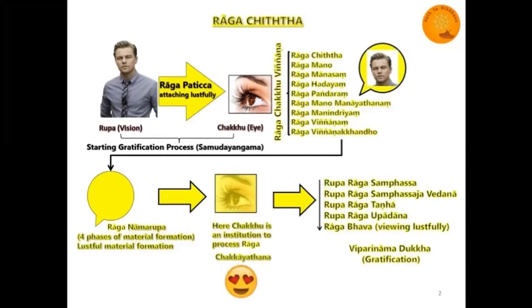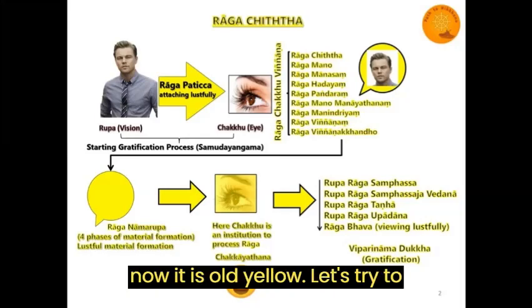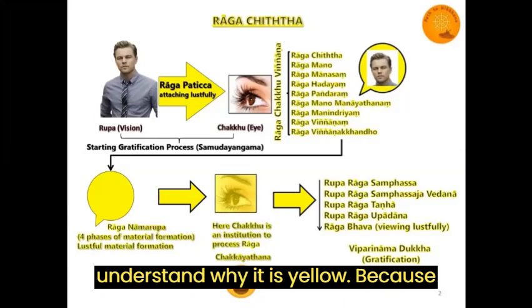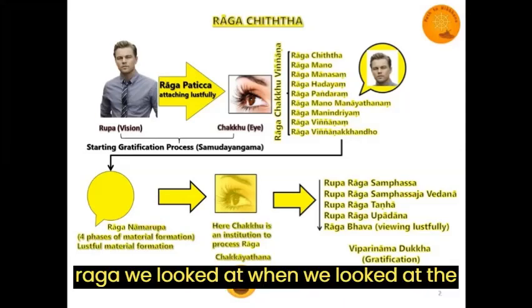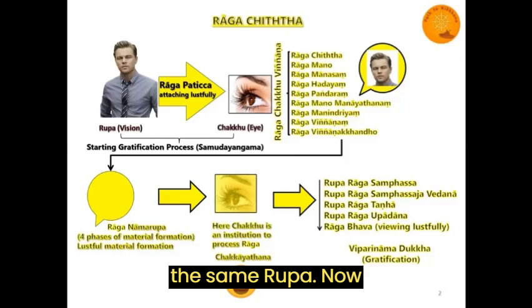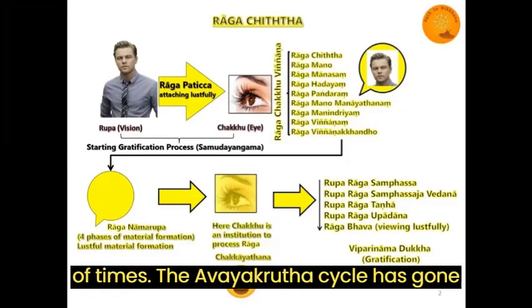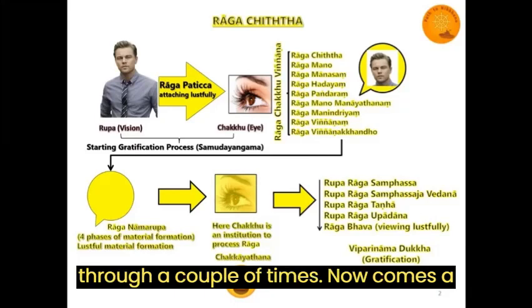So now moving on to the next one. Now we are going to look at a raga chitta. So now it's all yellow. Let's try to understand why it's yellow. Because when we looked at the auras, raga is to do with yellow, right? So now what happens is the same rupa, the avyakruta cycle has gone through a couple of times.